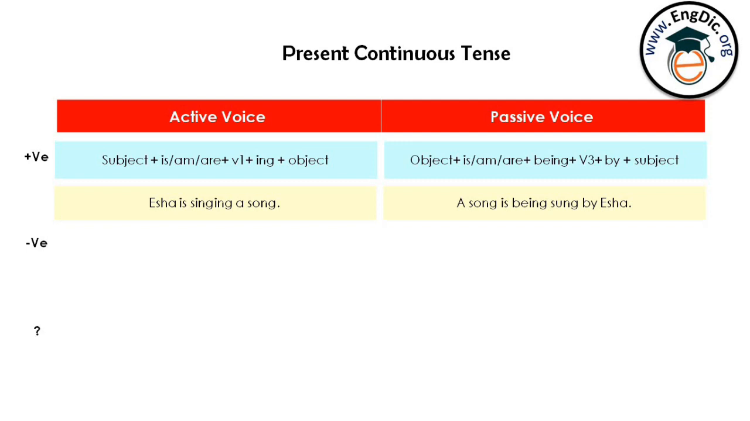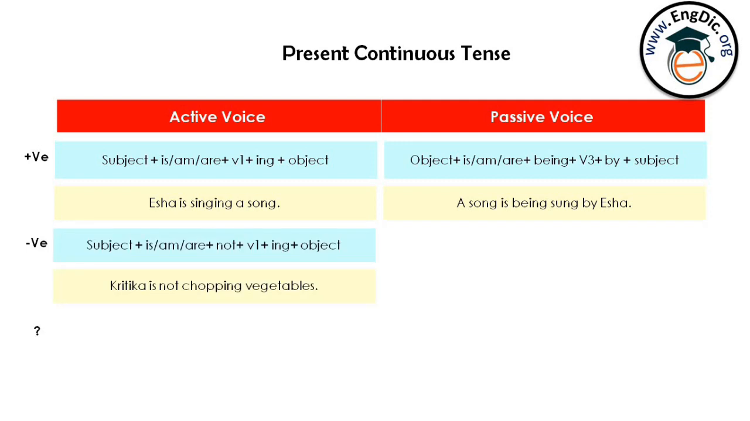Moving towards the negative sentence of present continuous tense. First we have to put the subject, is, am, are, not, first form of verb plus ing, and object. Try to learn this on your fingertips. The subject, is, am, are, not, first form of verb plus ing, and object. For example, Kritika is not chopping vegetables.